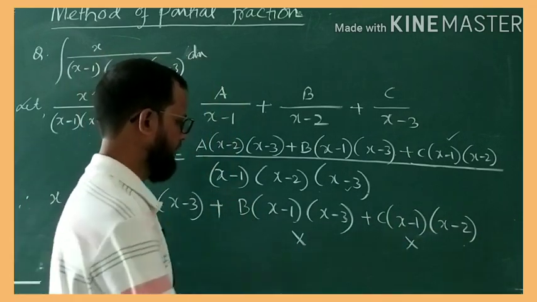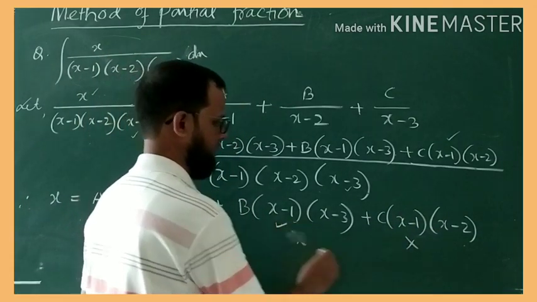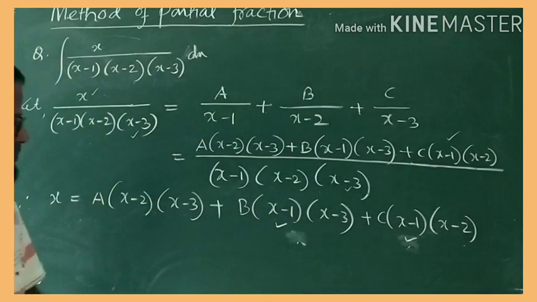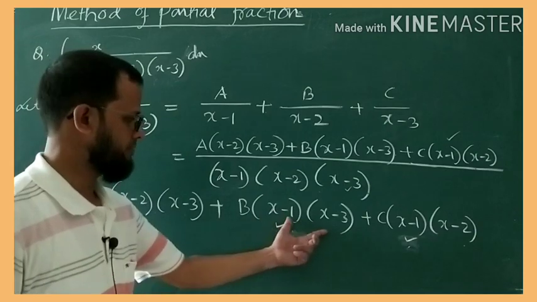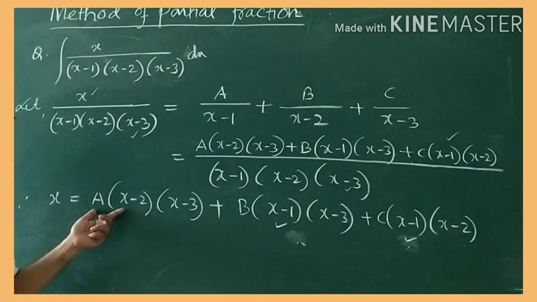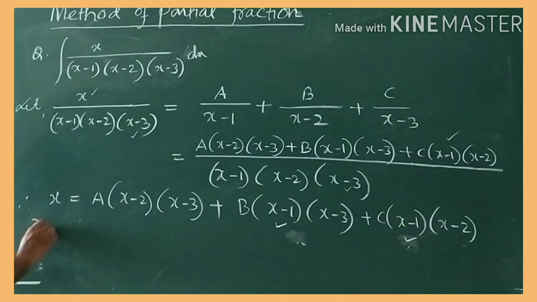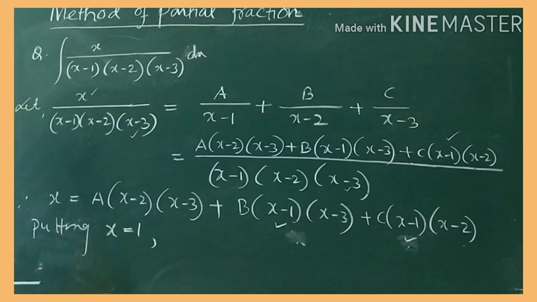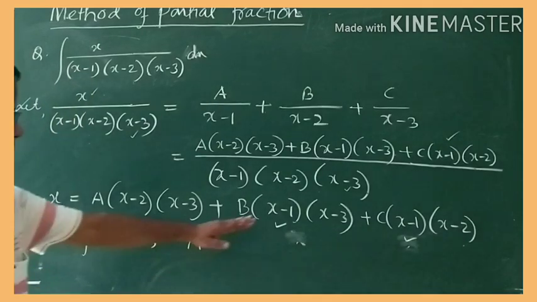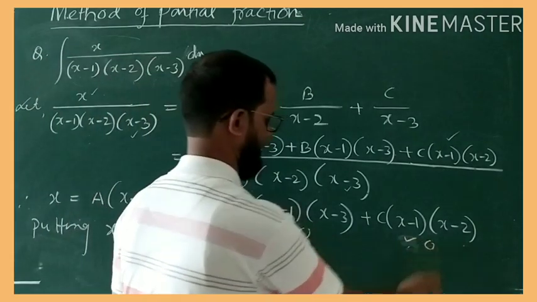You see there is a common factor, x minus 1, in both expressions. If you put x equal to 1 here, you get 0 and this is also 0, and finally you get the value of a. So putting x equal to 1, what is the value of a? Directly, these two terms become 0.